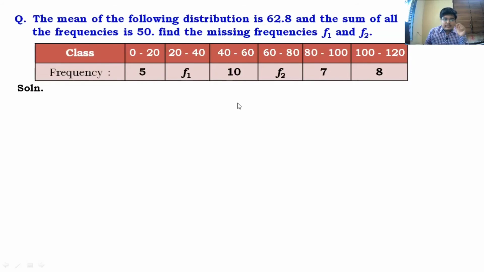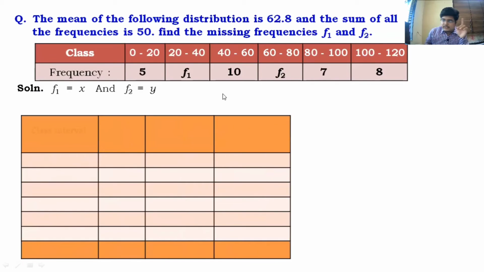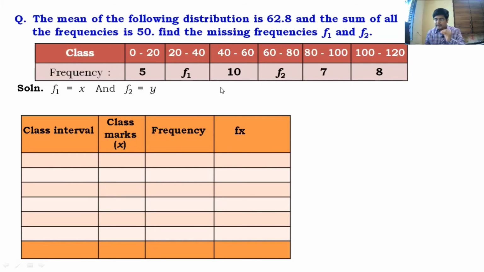So here guys, we first of all make a table. We'll make a table and we'll also declare f1, f2 as x and y just for our convenience. We don't have to write f1, f2 all the time. So here guys, we'll make a table with 4 columns. First is class intervals, it's given. Class marks, we will find that. Frequency is given, and fx, we will find that. So I want you guys to pause this video and fill this table. Fill this table completely, and then we will discuss what is summation f, what is summation fx.